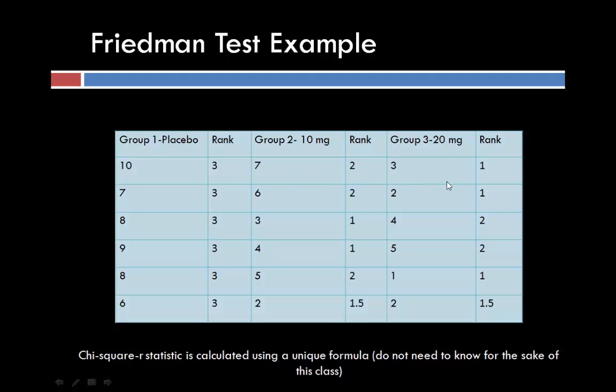So 3 is the lowest pain score, it would get a rank of 1. 7 is the middle pain score, so it would be getting a rank of 2. And 10 is the highest pain score, so they would get a rank of 3. Again, if there is a tie, meaning they have the same pain score between 2 of the treatments, then we split the rank again. So we get 1.5 and 1.5 for each one of these, and then the pain score of 6 would get a rank of 3. And again, the chi-square R statistic is calculated using a unique formula, which we do not need to know for the sake of this class.